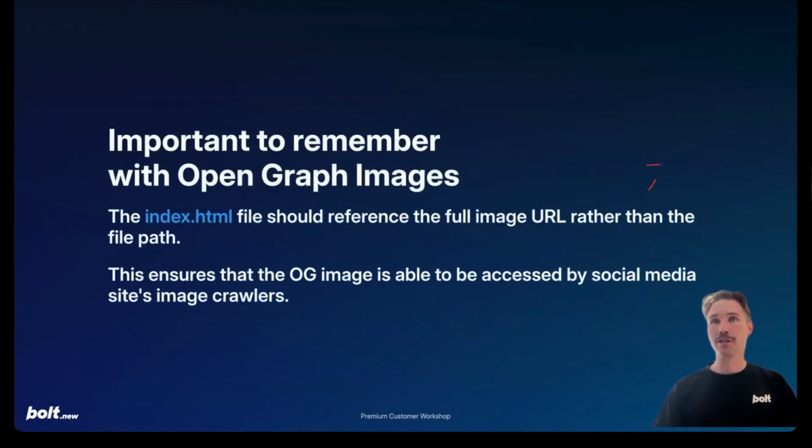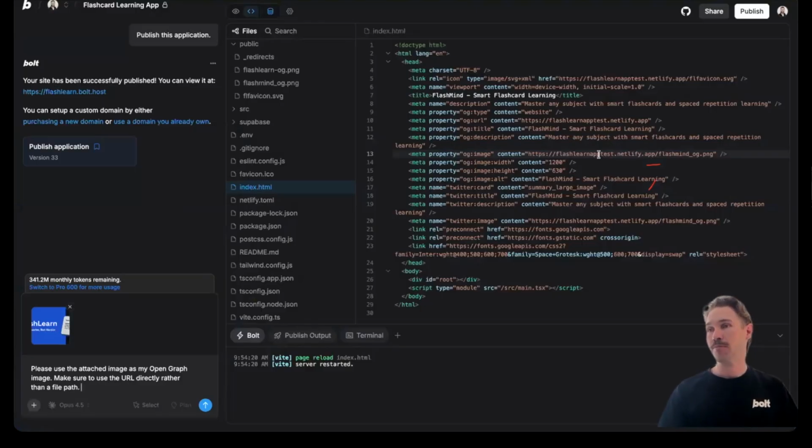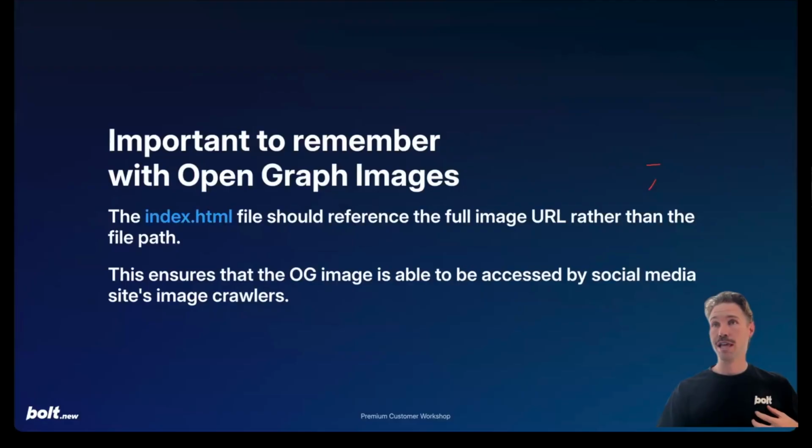This is a little hurdle that I was running into when I was doing my testing as well. And I found that, as I was saying before, if you don't use the full URL here in the index HTML file, then it will often have issues actually previewing the correct image. Bolt actually tends to use the direct file path rather than the full URL when you prompt it for the first time. So that's why I'm suggesting, make sure that you include the full URL in your prompt.